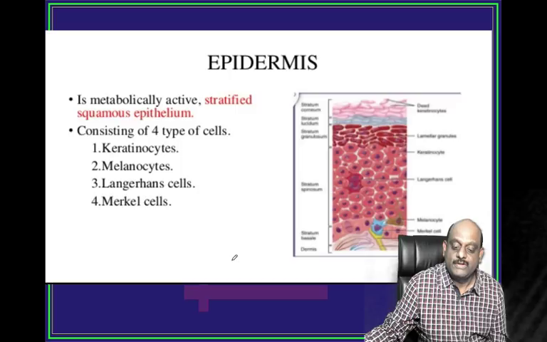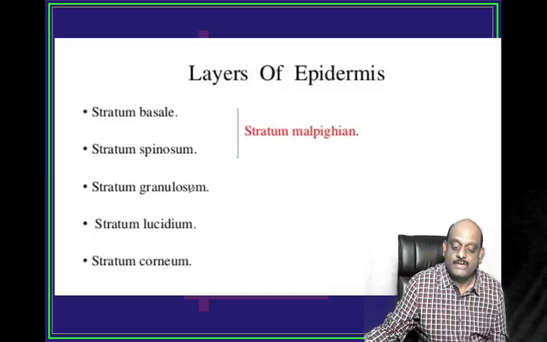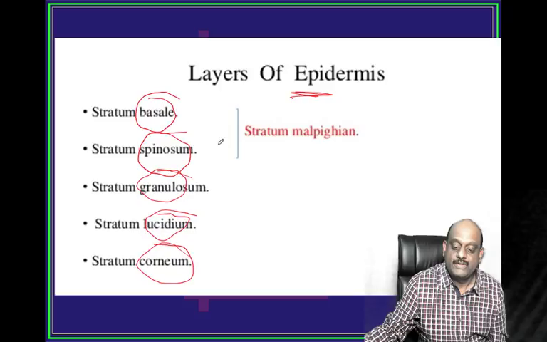Okay, so what is epidermis? Keratinized stratified squamous epithelium. Mainly four types of cells are there in the epidermis: keratinocytes, melanocytes, Langerhans cells, Merkel cells. For each of these cells, we need three or four points. Let us be very sure. Now, if you look at the layers of epidermis, you have stratum basale, spinosum, granulosum, lucidum, corneum. Basale and spinosum together are called the stratum Malpighian.